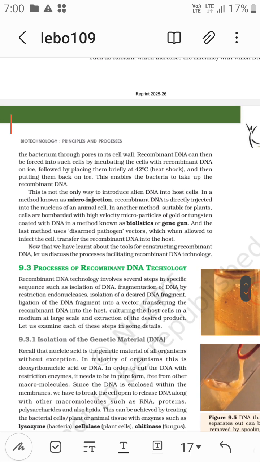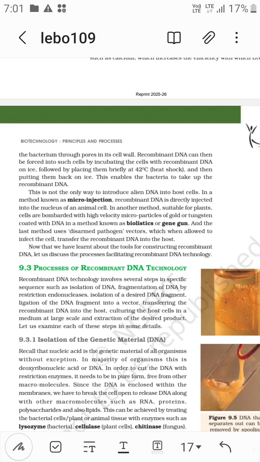This is not the only way to introduce alien DNA into the host cells. In a method known as microinjection, recombinant DNA is directly injected into the nucleus of an animal cell. In another method suitable for plants, cells are bombarded with high velocity microparticles of gold or tungsten coated with DNA, in a method known as biolistic or gene gun.